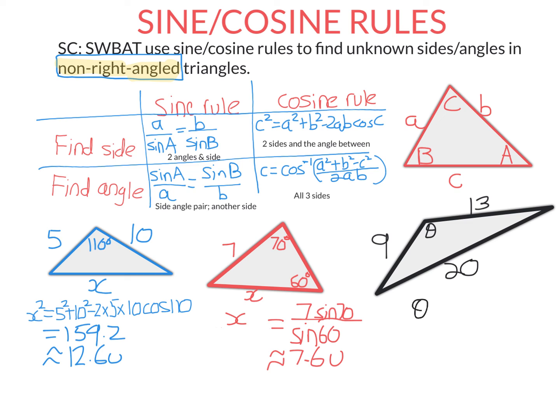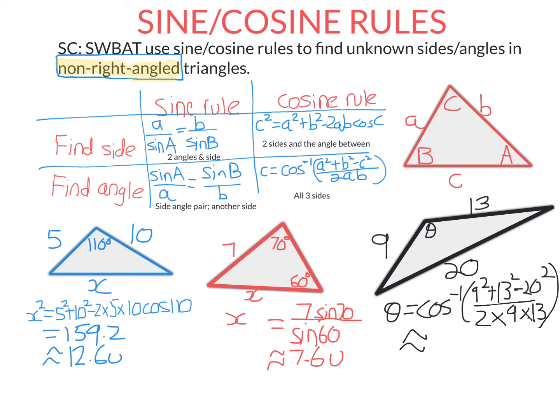So theta is like our C and it's equal to cos inverse. Now, A and B, it doesn't matter which you call A and B, they're the two sides touching the angle, 9 and 13. So theta is cos inverse of A squared plus B squared. The one you're subtracting is the side opposite the angle you're trying to find, and that's the side that doesn't appear on the bottom. It's 2 times A times B. Putting that on our calculator, making sure we're in degrees mode, we get about 130 degrees.